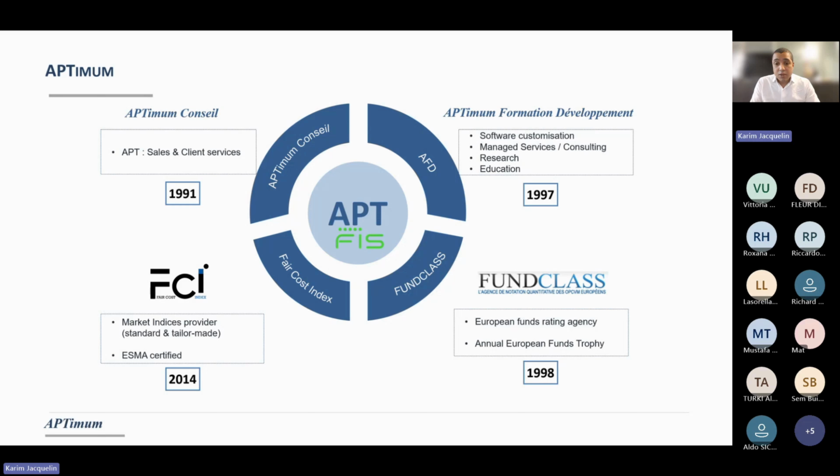The next activity is FundClass, which also leverages APT. It's a fund rating agency. We categorize funds based on their risk profiles. We create categories, and once we have them, we can rank the funds in terms of their risk-adjusted returns inside those categories. The last activity, Fair Cost Index, created 10 years ago, creates indices based on the risk profile of the market. We optimize the market in order to create indices that replicate the market in the most efficient way.